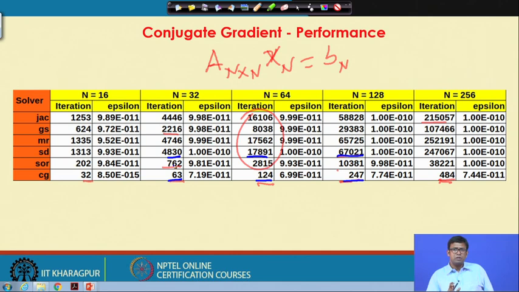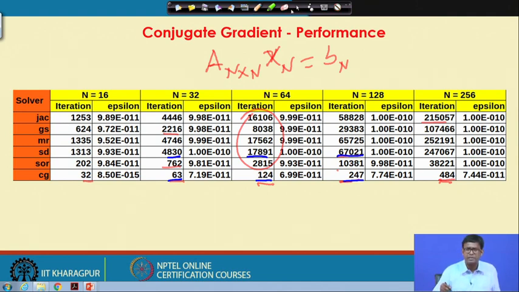So, for a symmetric A matrix, this is one of the fastest solvers we know, and the number of iterations is of the order of the number of rows in the matrix. If we keep the convergence criterion smaller, all these numbers will also fall. However, this is a very important aspect.